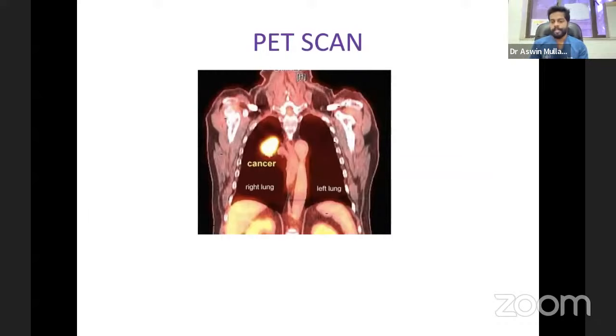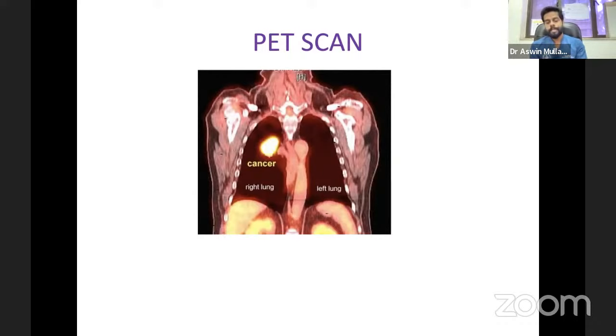Then another one is PET scan, positron emission tomography. Basically, we will be injecting fluorodeoxyglucose, that means glucose. The basic philosophy is that tumor cells show high metabolic activity and need high nutrition. So if you inject a radiotracer like fluorodeoxyglucose, the tumor tends to collect it more.